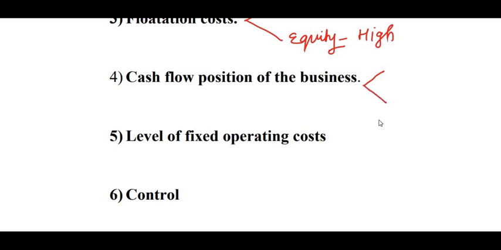Next is cash flow position of the business. So you may be having a good cash flow position or a bad cash flow position. Please remember, when the cash flow position is bad, don't go for debt. It is better to go for equity, but if you feel your cash flow position is good, you can go for debt so that you can pay the timely interest and you can return the principal amount.